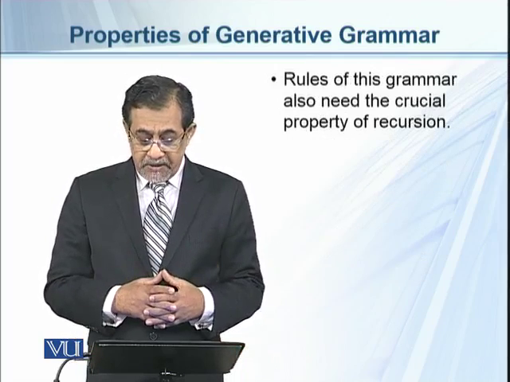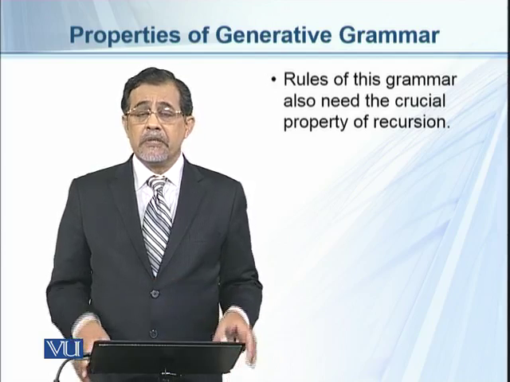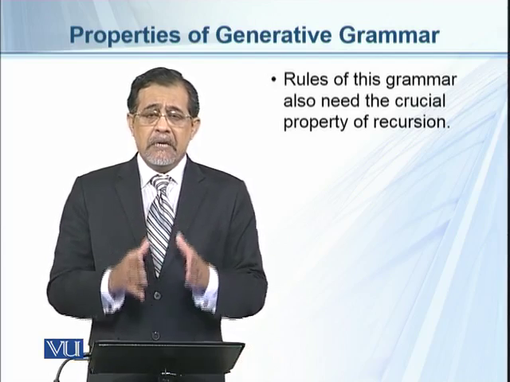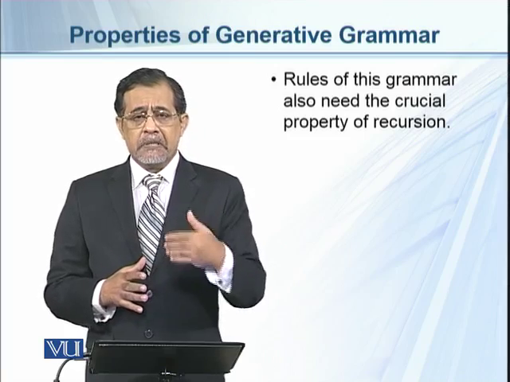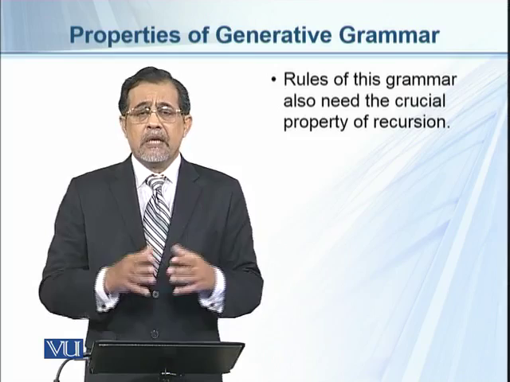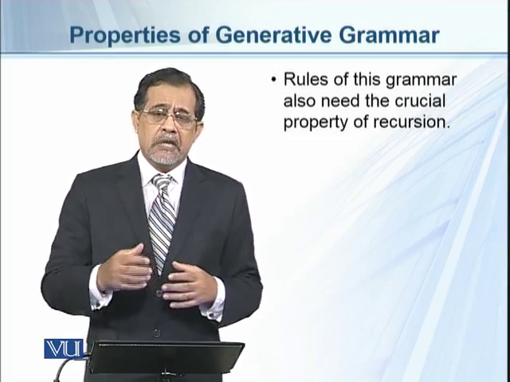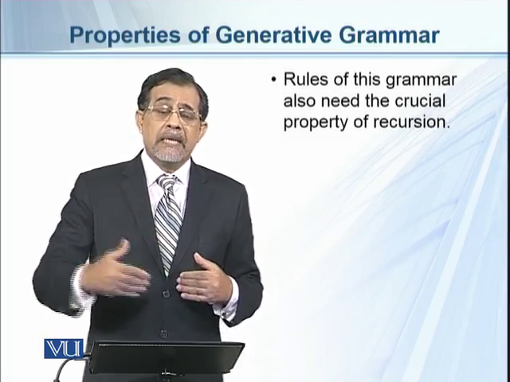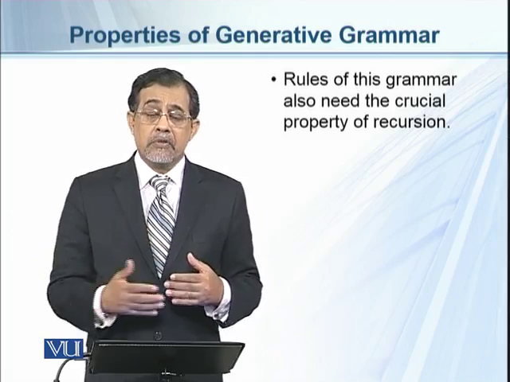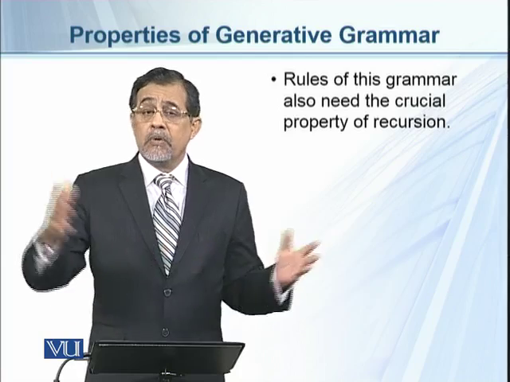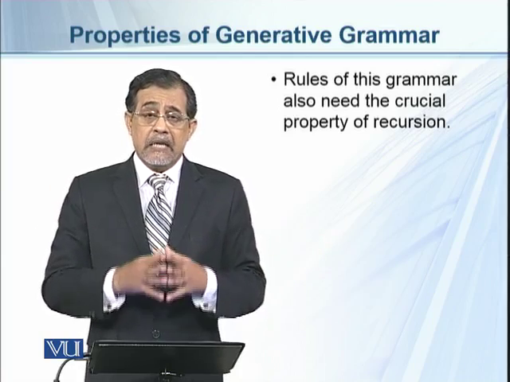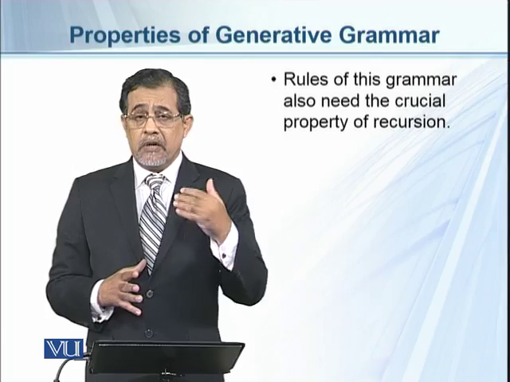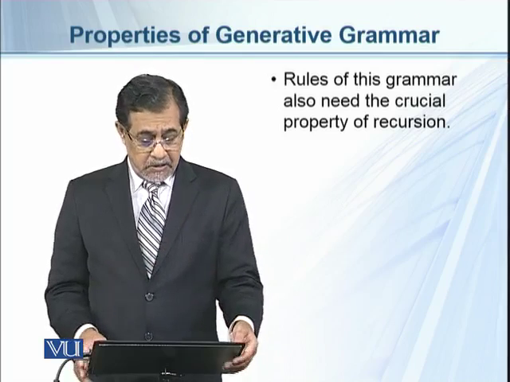Other property is the rules of this grammar also need the crucial property of recursion. Recursion means repeatable any number of times. That is, if we have certain rules, for example, a prepositional phrase consists of a preposition and a noun phrase, and we have a sentence like he's sitting in his room. In his room, it's a prepositional phrase, and now we can add he's sitting in his room of his house, and we can make many more prepositional phrases in this way, and they will be correct. So this property of language or generative grammar is known as recursion.